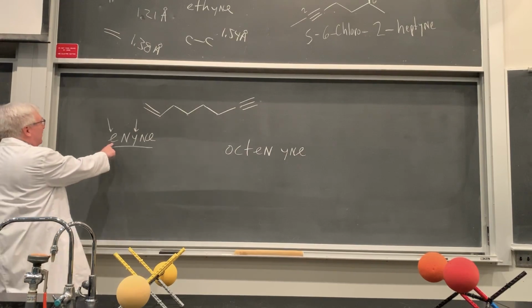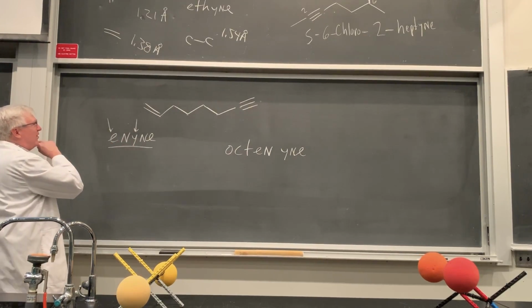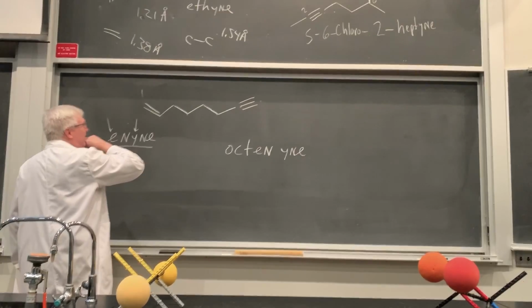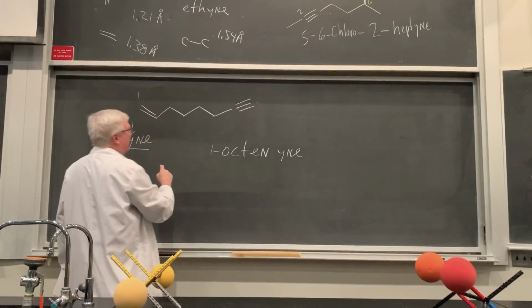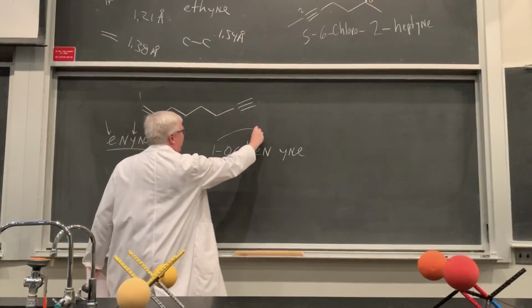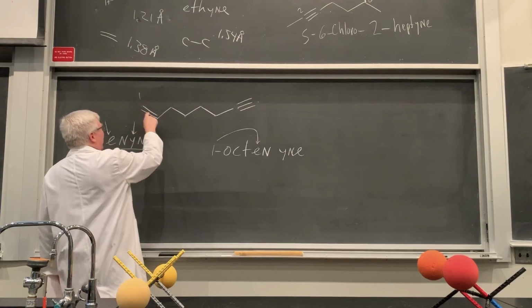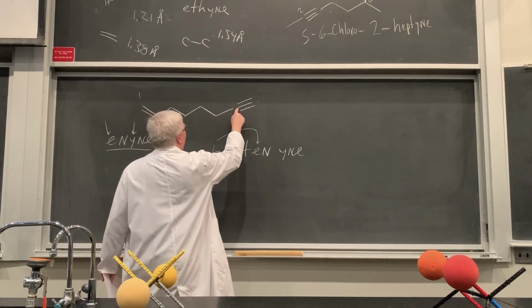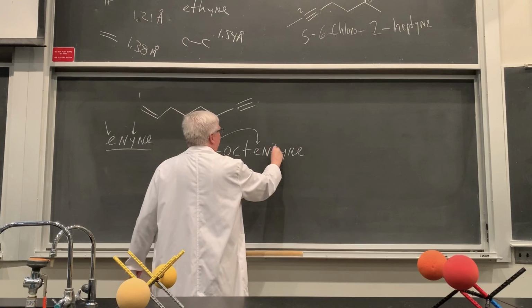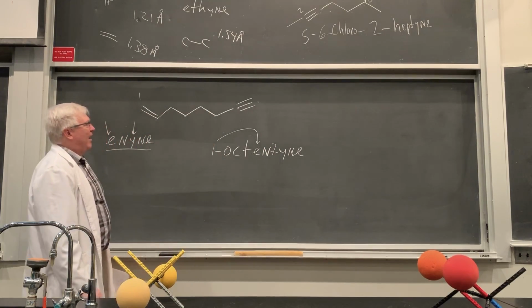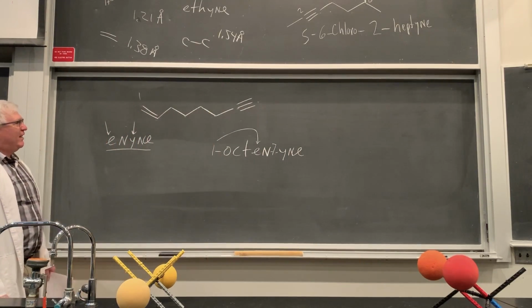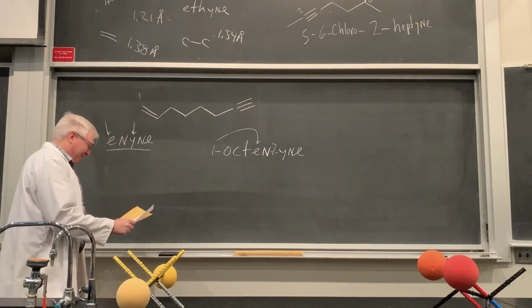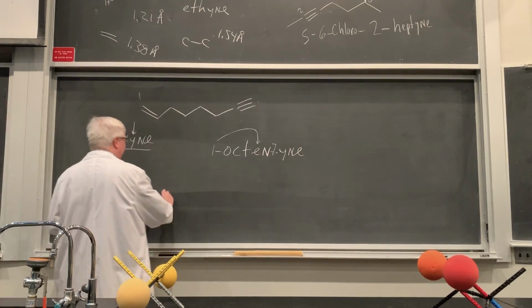So the alkene takes priority over the alkyne. So numbering here, you'd start with number 1 here. So you need a 1 in front of the octene part. That refers to the octene. Then 1, 2, 3, 4, 5, 6, 7. We'd have to stick a 7 right in there. Yne. So it's 1-octene-7-yne. Okay. There's all sorts of other combinations there.